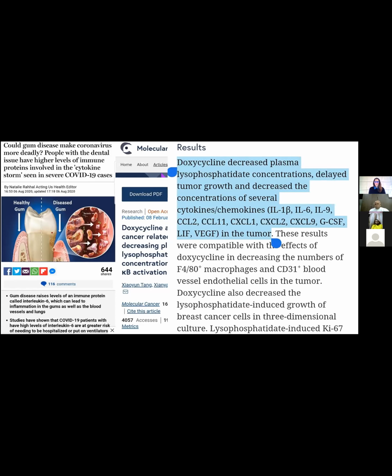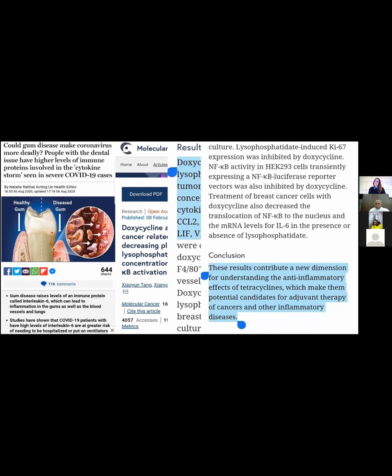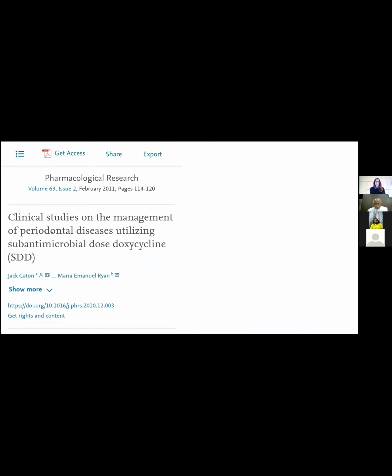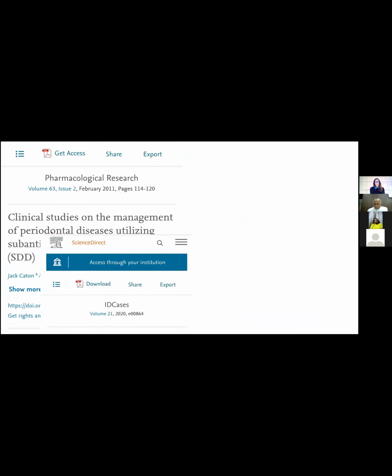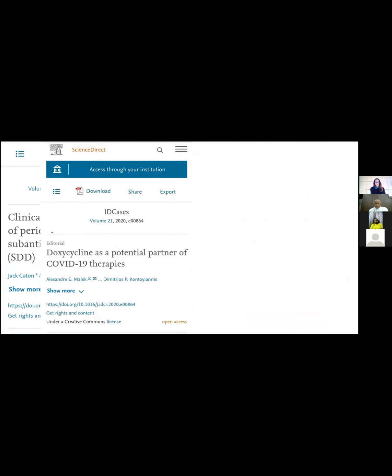These results contribute to a new dimension for understanding the anti-inflammatory effects of tetracyclines, which make them potential candidates for adjuvant therapy of cancers and other inflammatory diseases. So the principle remains the same. We can make use of this. And this is one more. This is in periodontitis. The same thing.